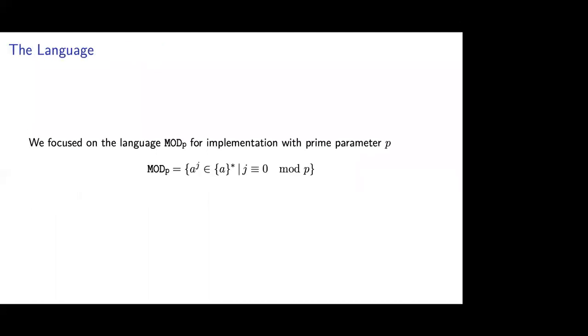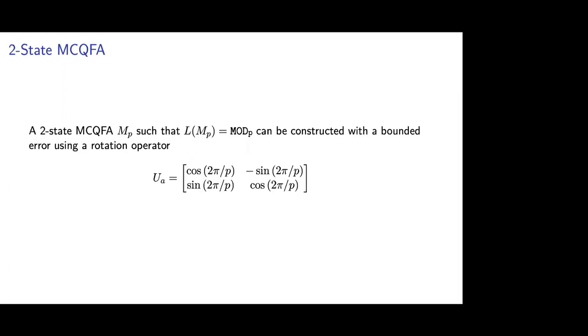So for this implementation, we use the same language, so I'm not going to spend too much time on this. Basically, we have a bunch of strings in a unary language, and we have a parameter p that is prime. If the word has a length that is an integer multiple of this parameter p, then we accept it as a part of the language. If not, then it is rejected. Well, the simplest MCQFA which can implement this language is the following one.